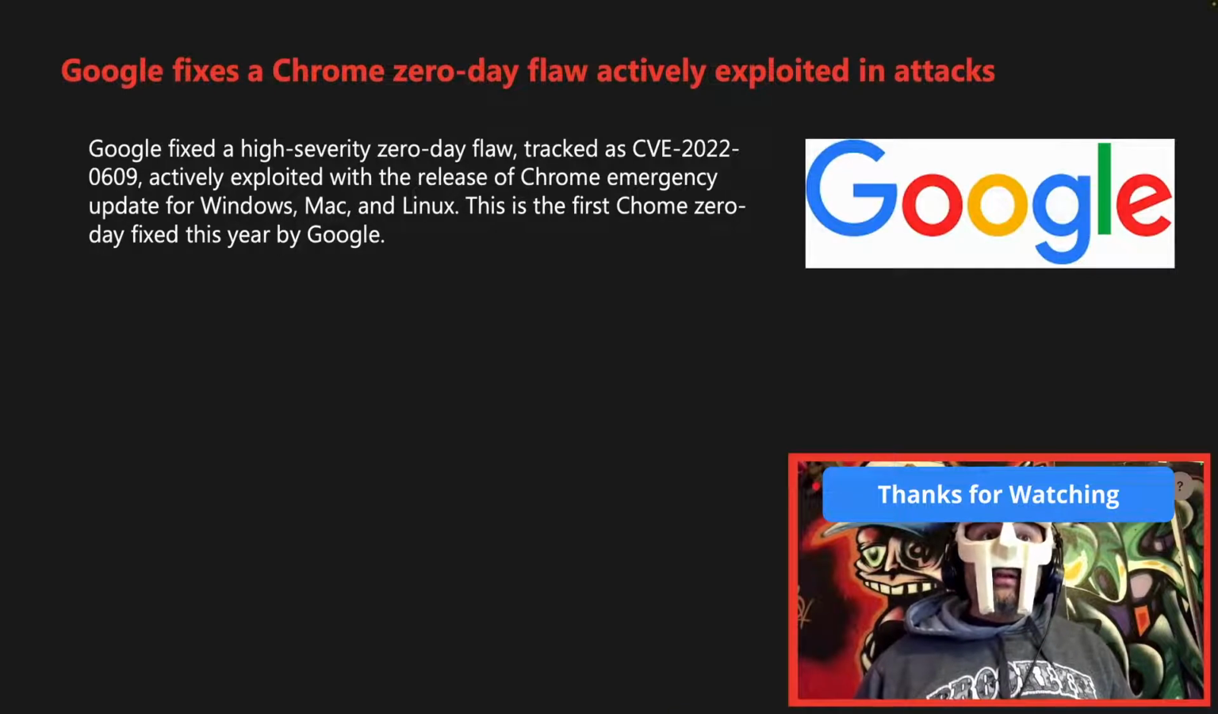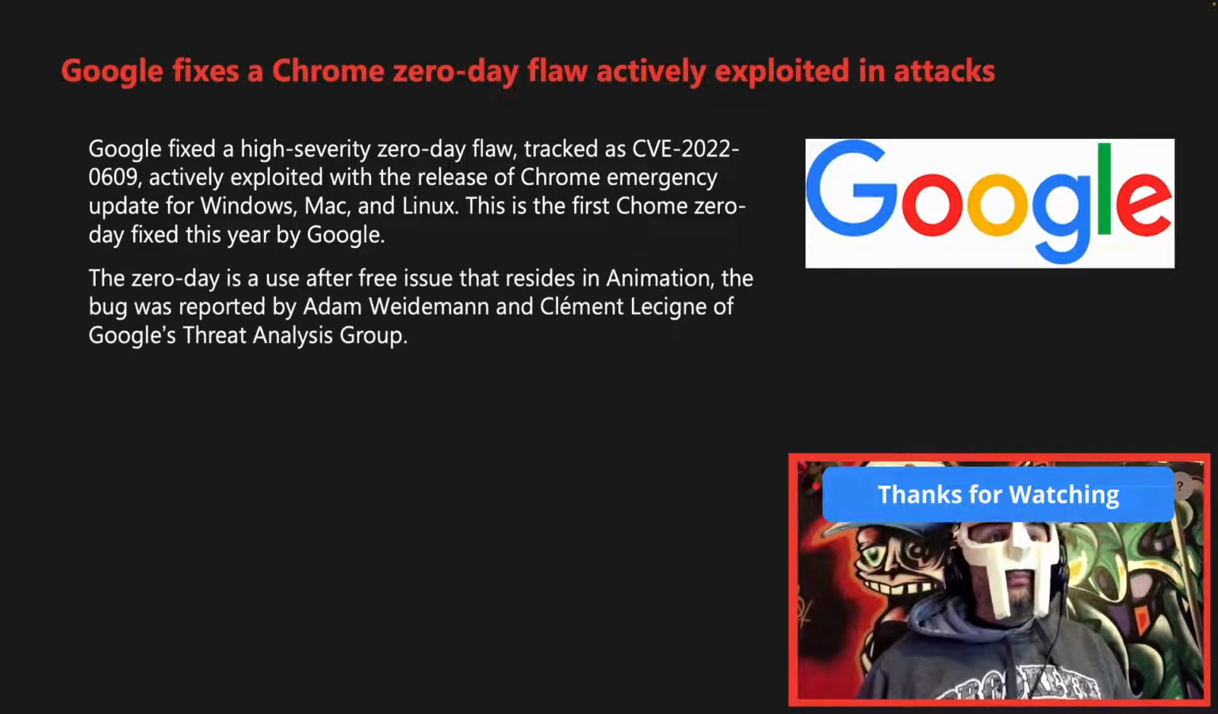Google fixed a high-severity zero-day flaw tracked as CVE-2022-0609, actively exploited, with the release of a Chrome emergency update for Windows, Mac, and Linux. This is the first Chrome zero-day fix this year by Google. The zero-day is a use-after-free issue that resides in animation. The bug was reported by Adam Weidman and Clément Lecigne of Google's Threat Analysis Group.